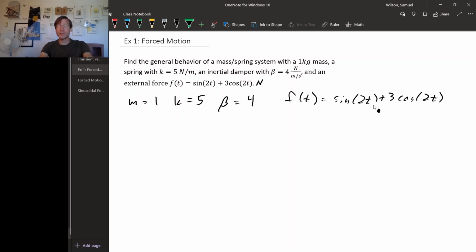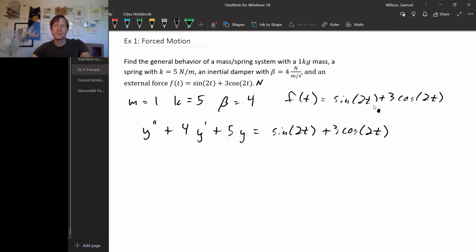So with all of this information, we can just write down the differential equation. So it's mass, which is 1, times y double prime, plus damping coefficient, which is 4, times y prime, plus spring constant, which is 5, times y, equals your forcing function. So sine of 2t plus 3 cosine 2t.